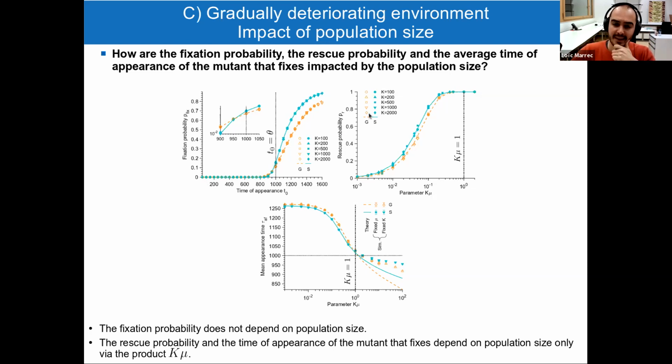And then here you can see that the rescue probability and the mean appearance time of a mutant that fixes in the population only depends on the parameter carrying capacity times the mutation probability. Okay, so the fixation probability does not depend on the population size, and the rescue probability and the time of appearance of the mutant that fixes depend on population size only via the product k times mu.